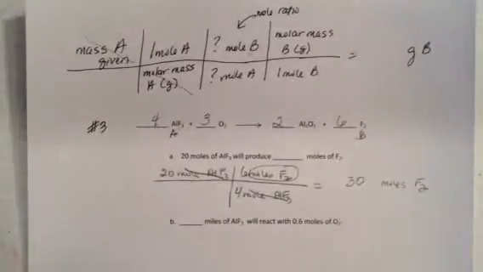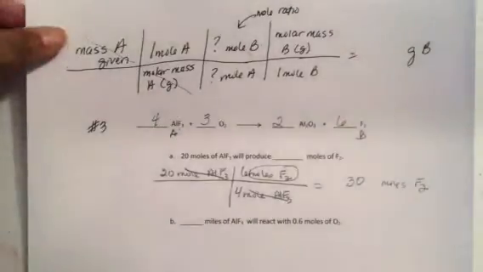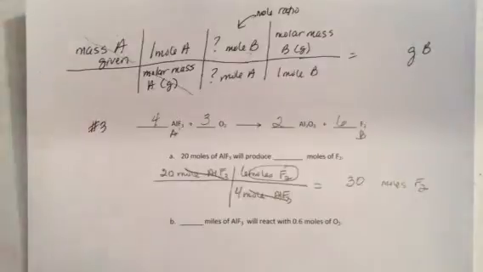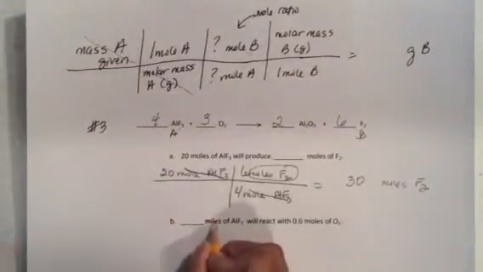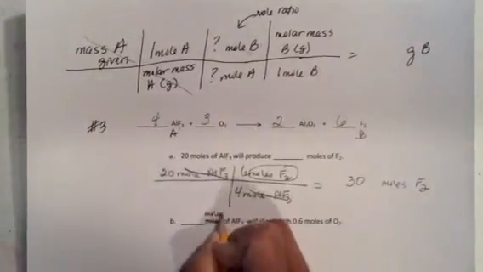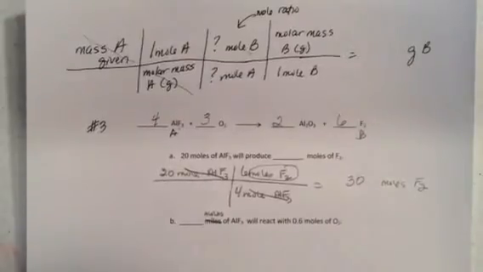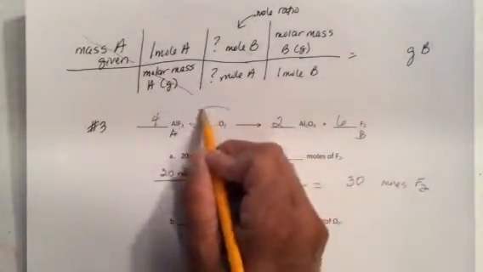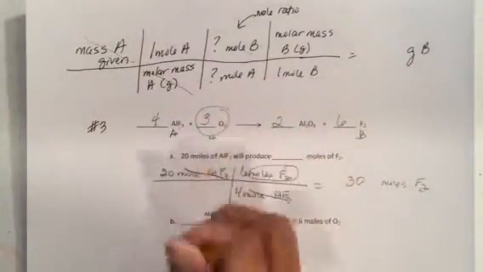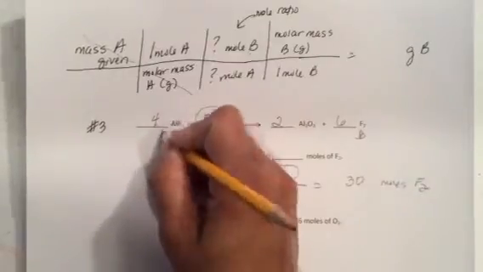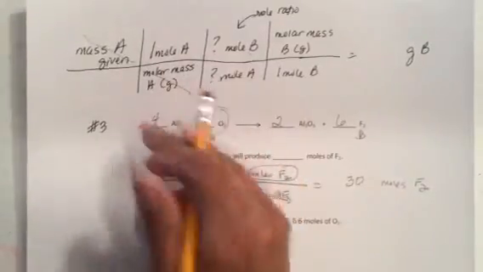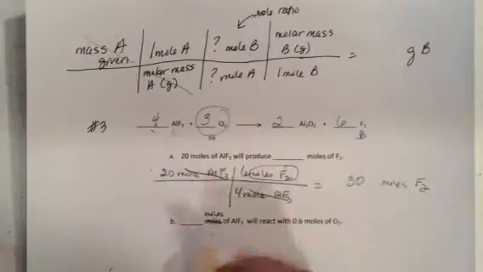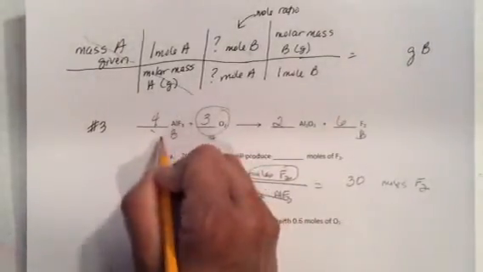All right. The next problem, problem B says, oh, and this is a typo. I typed moles here. That should be moles. How many moles of aluminum fluoride will react with 0.6 moles of oxygen? So now we know we have that many moles of oxygen, so that's going to be our A, and I'm going to get rid of this because we don't need this anymore. And our B is going to be actually aluminum fluoride.